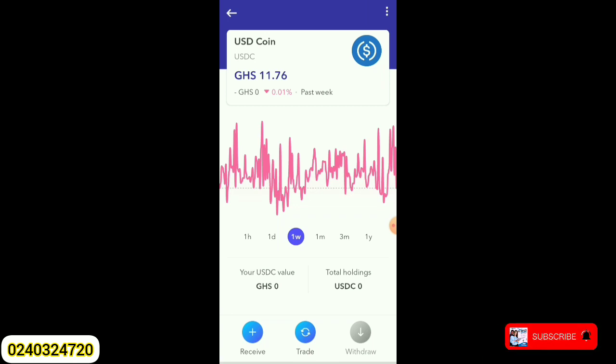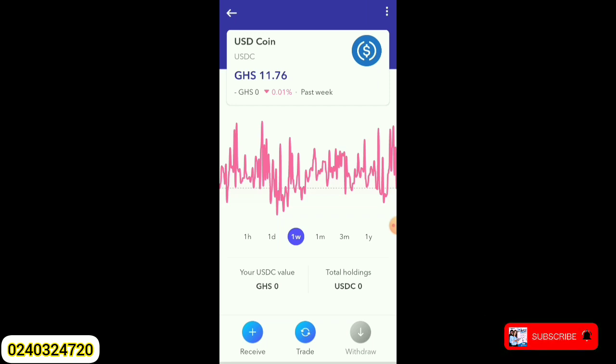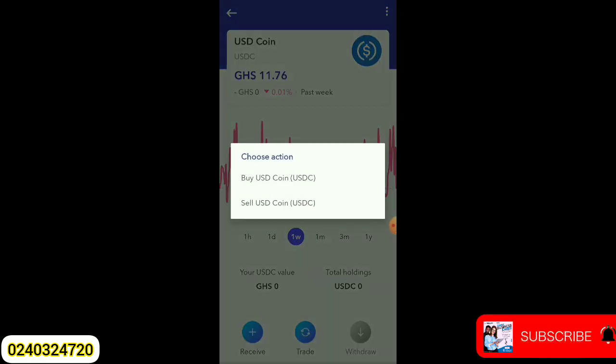So let's assume I bought the USDT at the value of 11.76, and I had about 100 USDC. The value I have in my Ghana cedis is 1,176. So let's assume the rate shoots. This is the value, 11.76. It has shot to, let's say, 12, and I want to sell the coins I bought. I'll go to trade, and I'll click on sell, and it will sell.